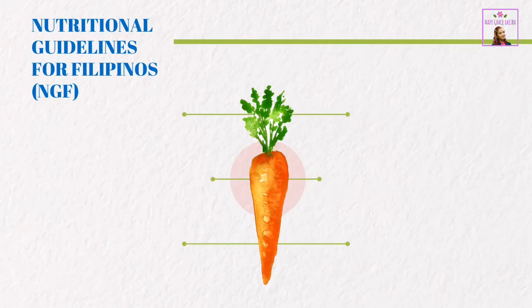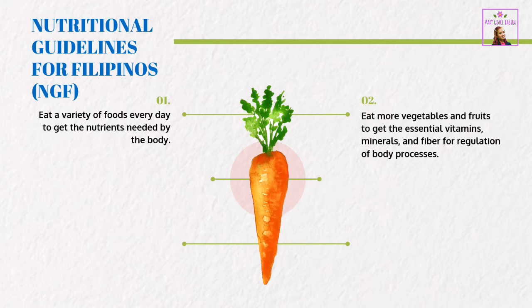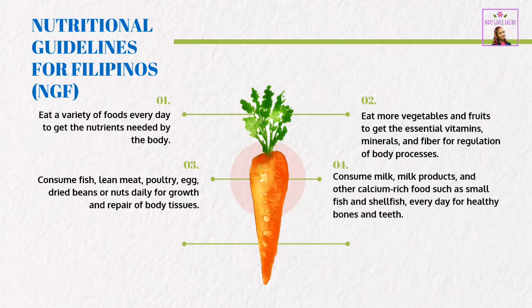Nutritional Guidelines for Filipinos, NGF. Eat a variety of foods every day to get the nutrients needed by the body. Eat more vegetables and fruits to get the essential vitamins, minerals, and fiber for regulation of body processes. Consume fish, lean meat, poultry, egg, dried beans, or nuts daily for growth and repair of body tissues.